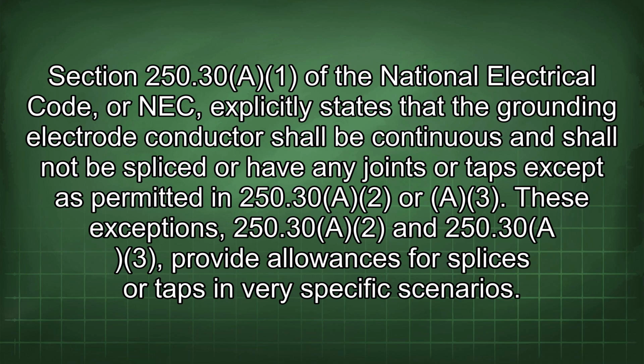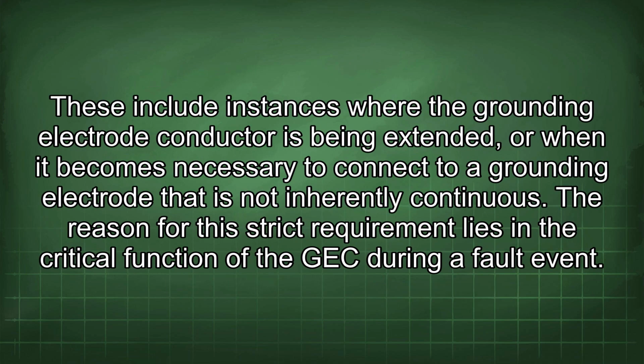These exceptions, 250.30(A)(2) and 250.30(A)(3), provide allowances for splices or taps in very specific scenarios. These include instances where the grounding electrode conductor is being extended, or when it becomes necessary to connect a grounding electrode that is not inherently continuous.